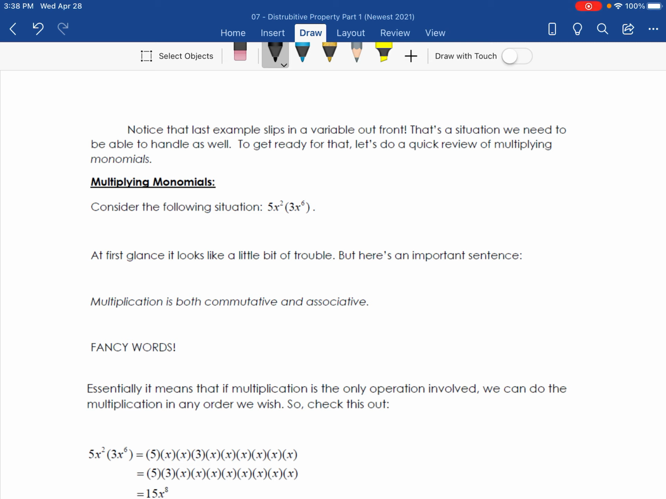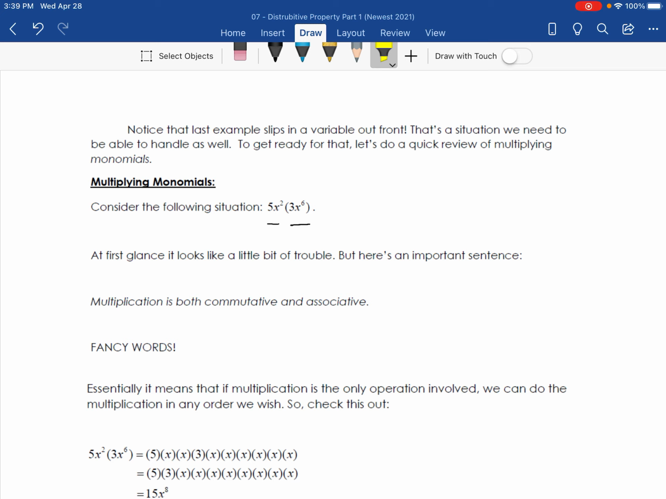To get ready for that, let's do a quick review of multiplying monomials. Multiplying monomials can be a little bit tricky, so I'm going to go over that whole example again on how to multiply monomials, just in case you found it a little tricky beforehand. Say you get in a situation where you're going 5x squared times 3x to the power 6. At first glance, this looks like a little bit of trouble because it's a big mess. But here's an important sentence.